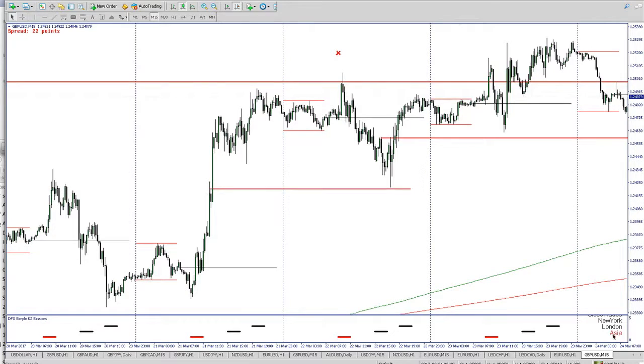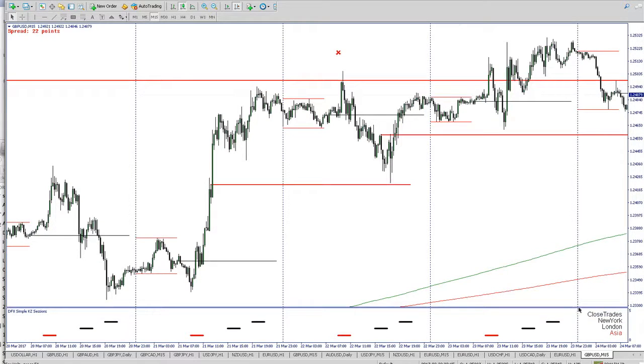Don't worry about Asia. Asia's not red. Don't worry about that. Close trades here. Open trades here and here, if you see a setup.